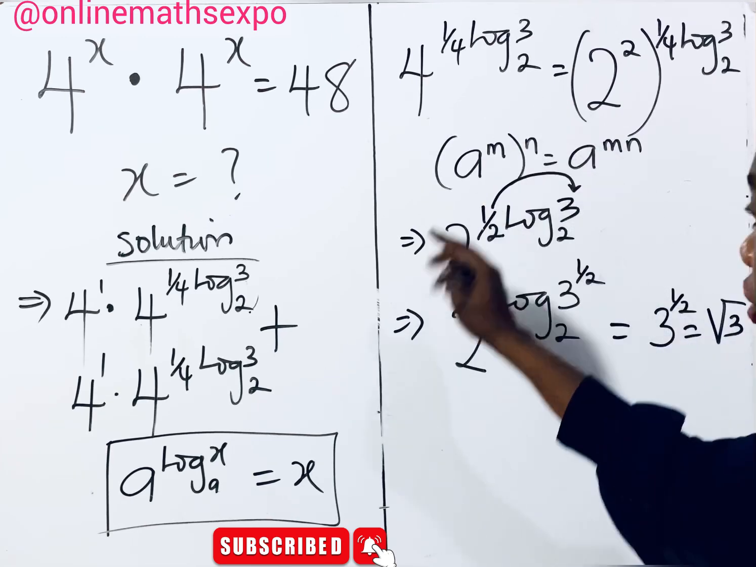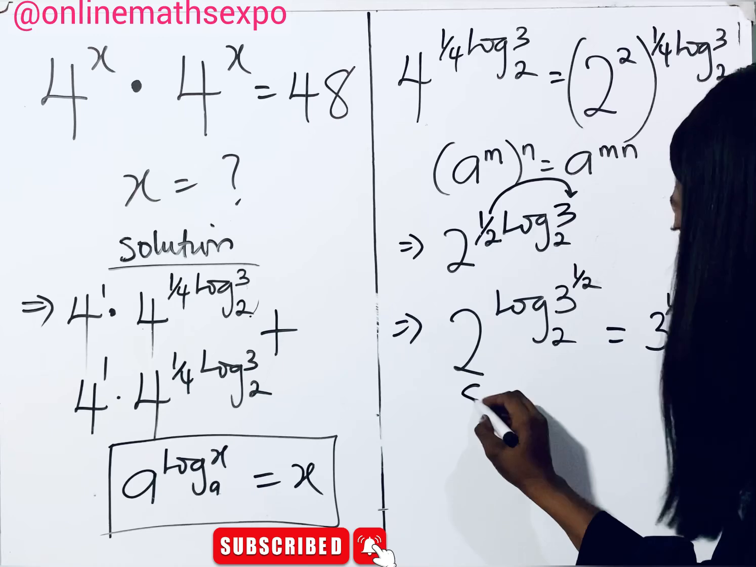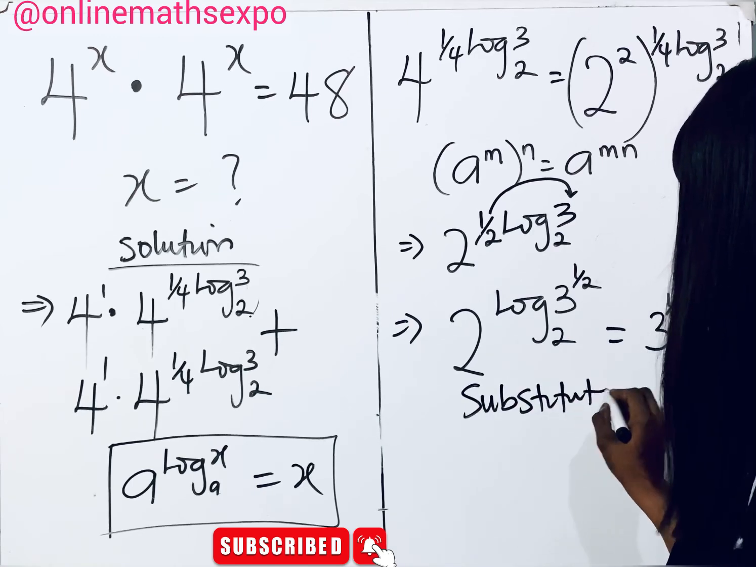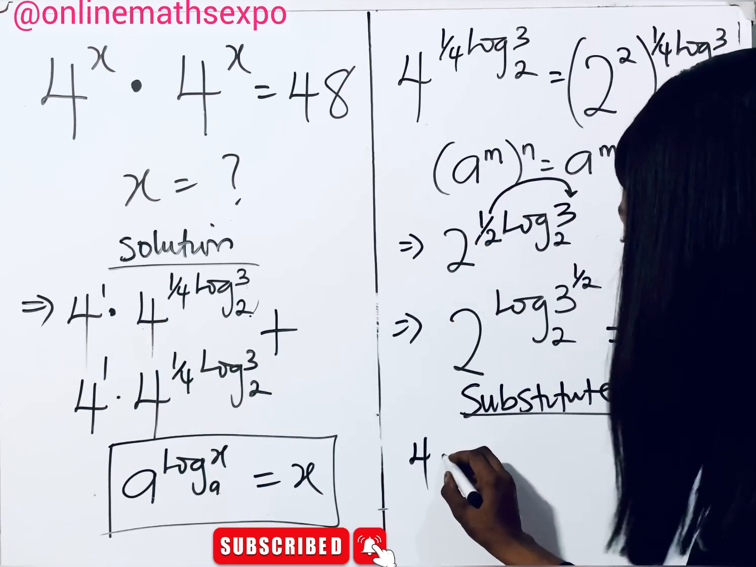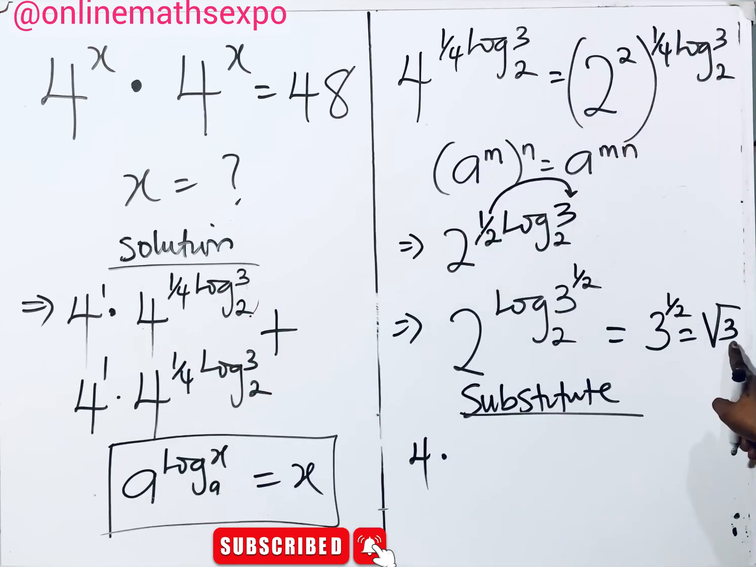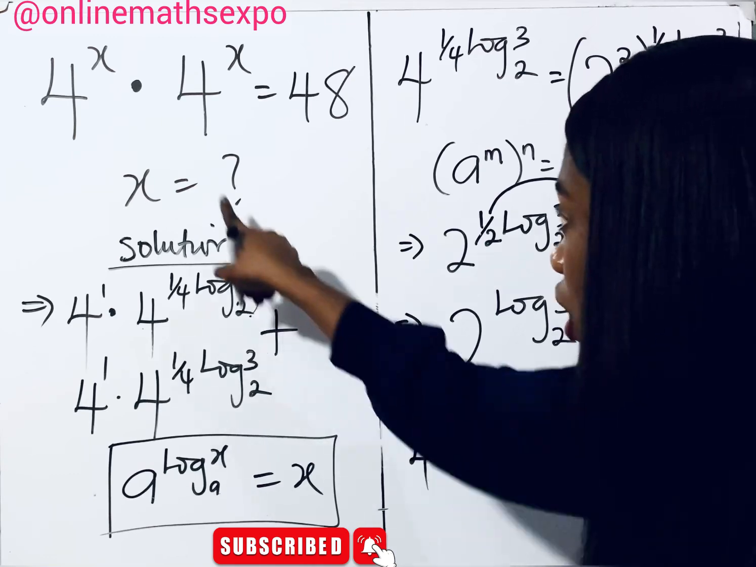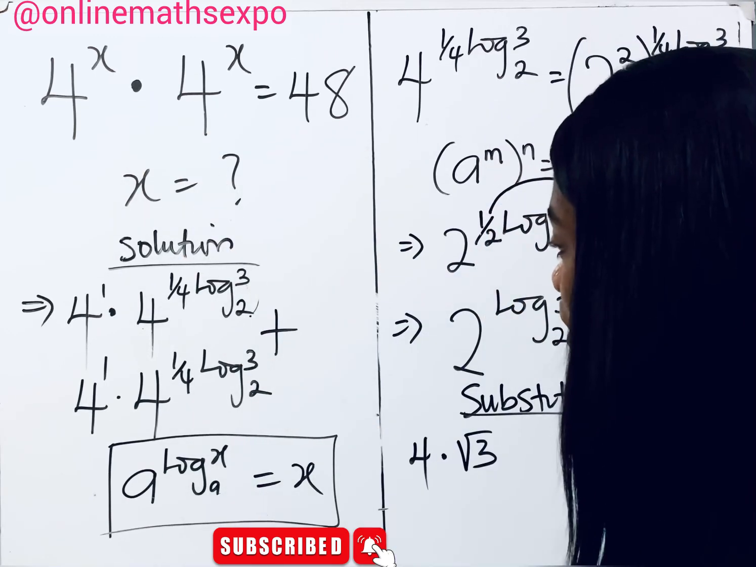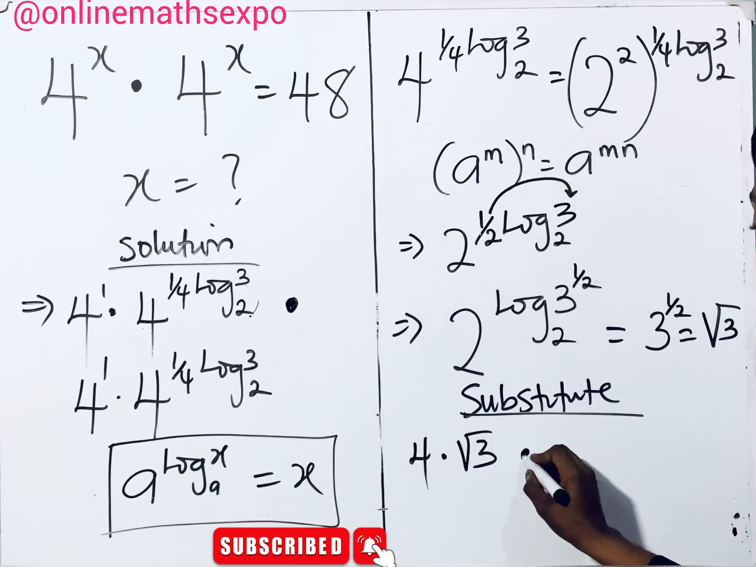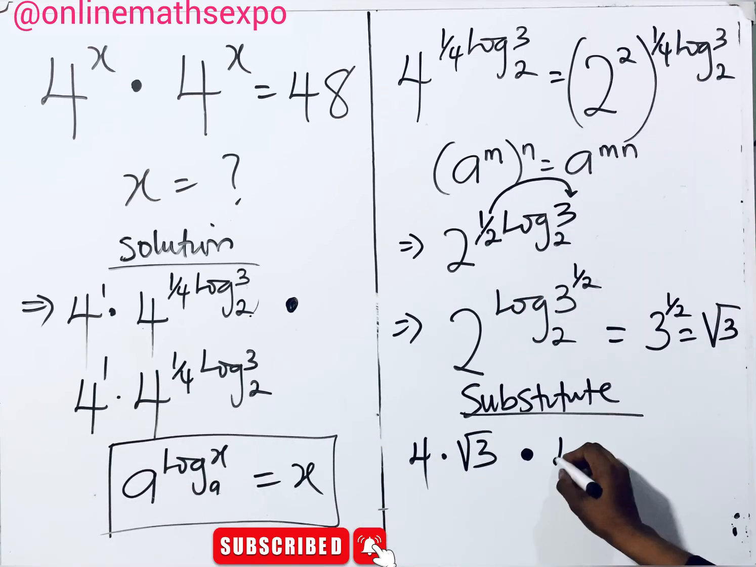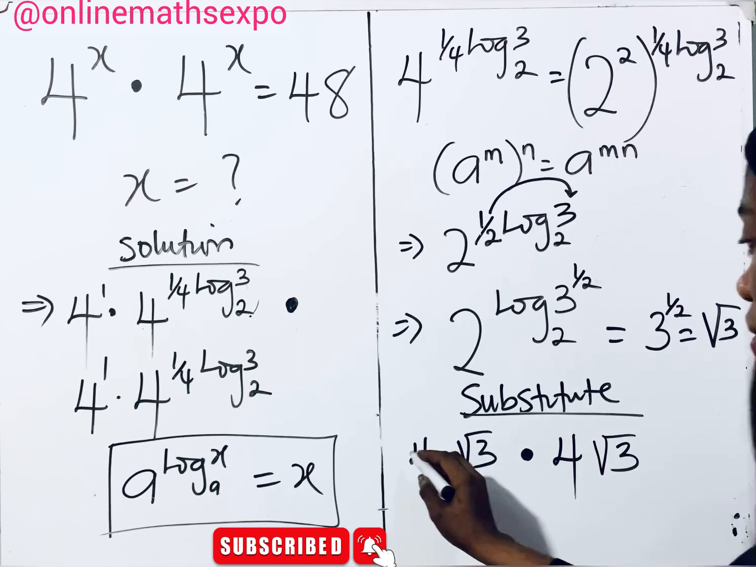Now, for simplifying this, this is what we have, so let's substitute. We now have 4 to the power of 1, which is 4, multiplied by this. We simplified it to be root 3. Please remember that what we have here is multiplication, so let's correct it. So we have multiplication, then multiplied by this, which is also 4. The whole of this gave us root 3, so we also replace it with root 3. I hope you are seeing what we are doing.